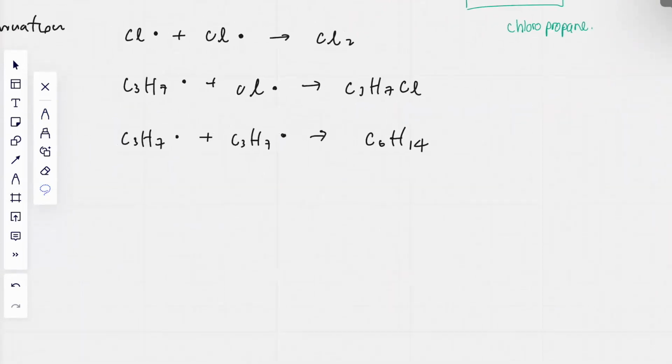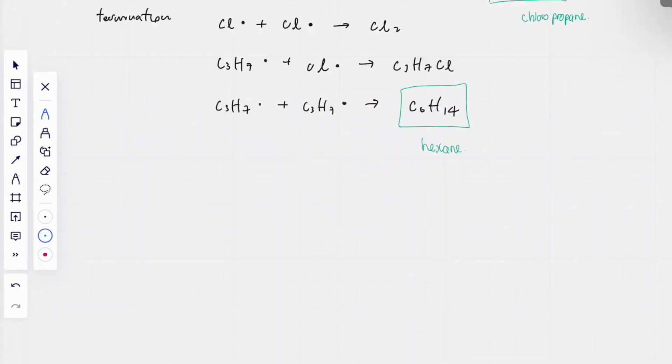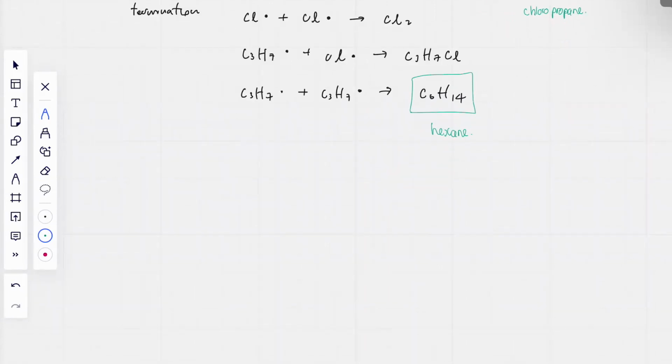Another thing, you're producing C6H14. What's the name? Hexane. Okay, draw the possible isomers of hexane. Try all the possible isomers of hexane. Let me check.